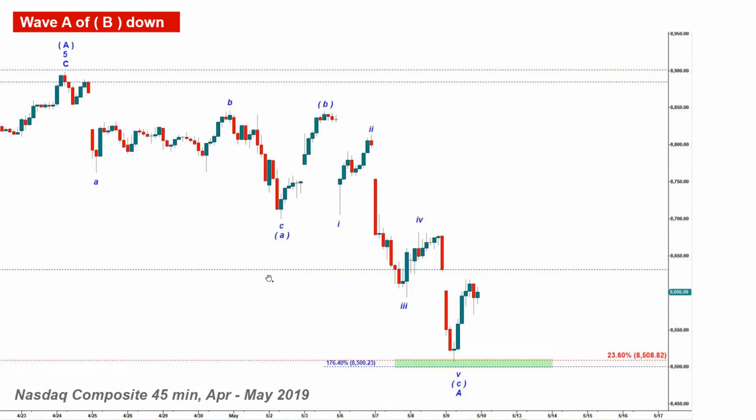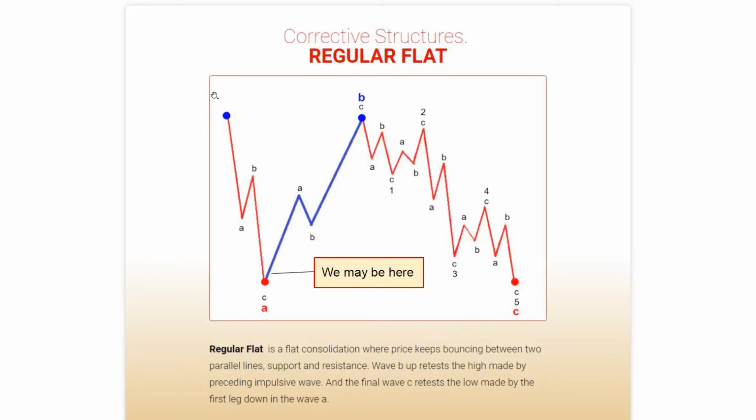Let me show you how it looks. We see the top made on 24th of April, ABC. This is wave A, B up, and 5 microwaves down, which is a parenthesis C, and together they comprise A, B, and C. This is the first leg down, and from here we should get a corrective looking rally structured as A, B, C up.